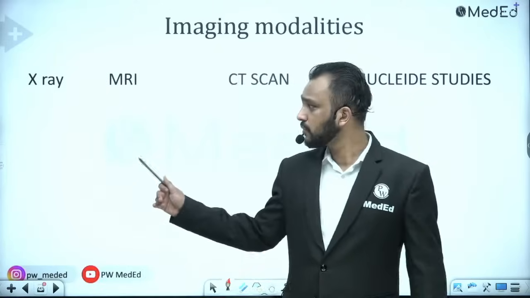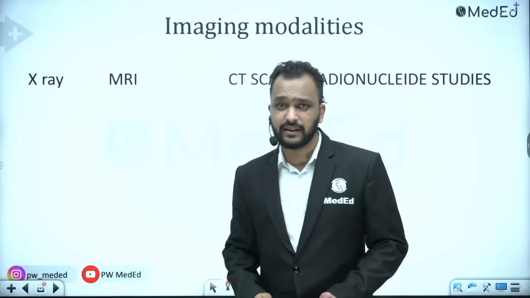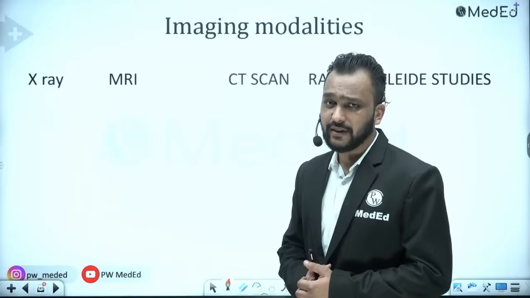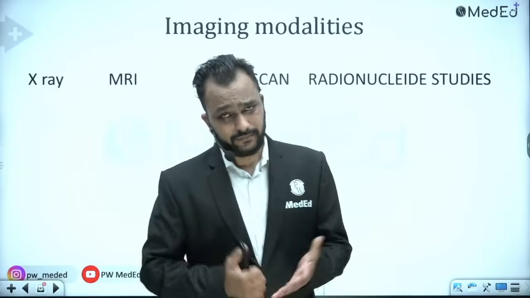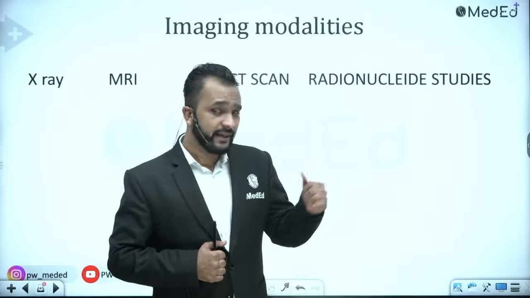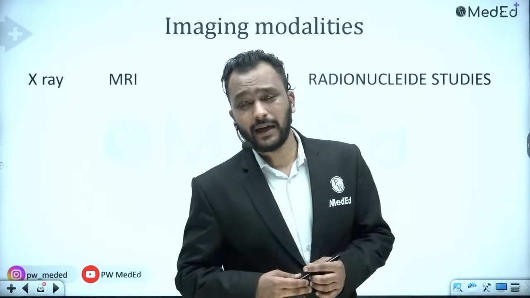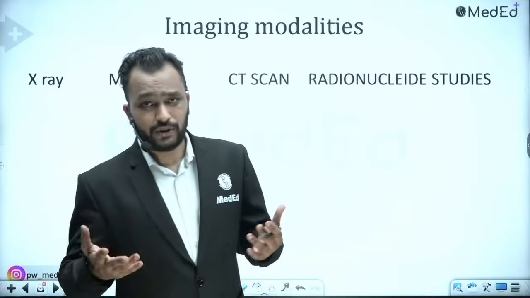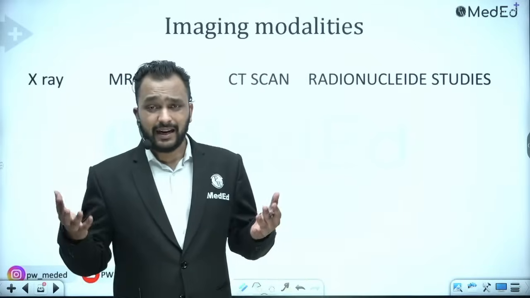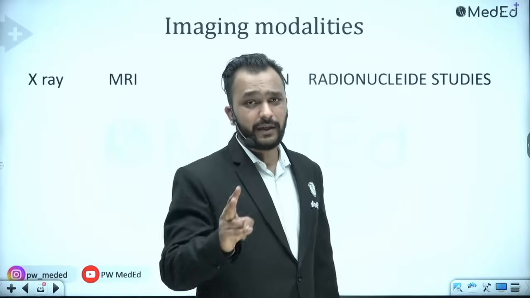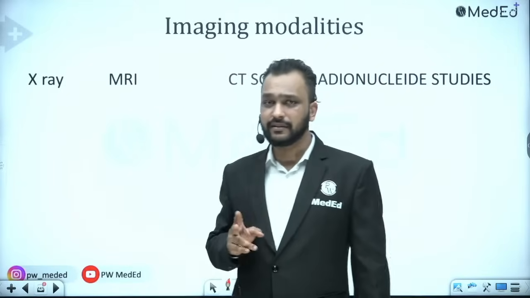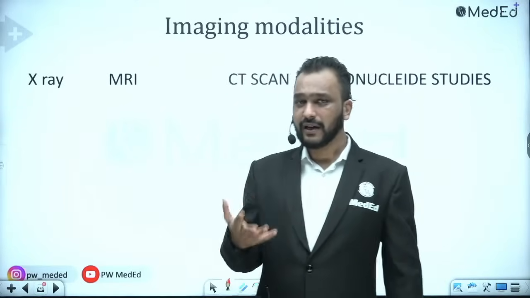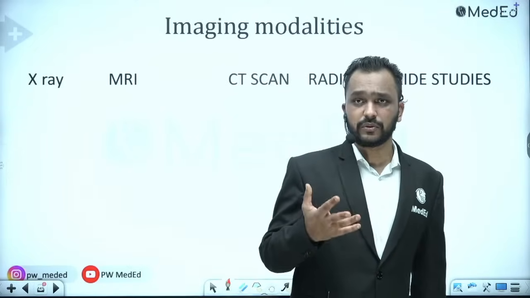MRI will be done to look for any neurovascular involvement, and CT scan will be done to look for any pathological fracture, to look for any periosteal reaction. And radionuclide studies like your technetium MDP scan can show metastasis also, right? And there are two lesions which will not show uptake on technetium MDP scan. This you should know. One is your multiple myeloma, and second is your thyroid metastasis, which are not going to show uptake.